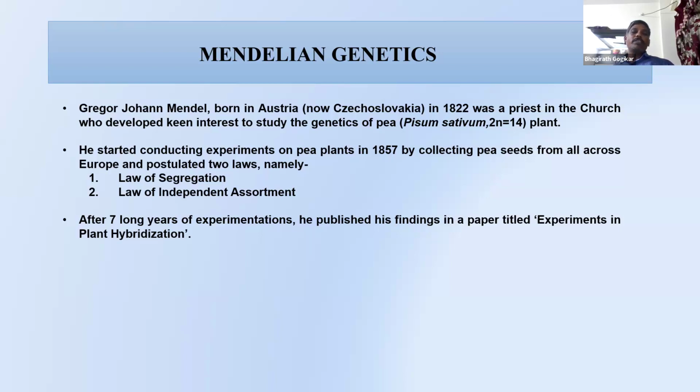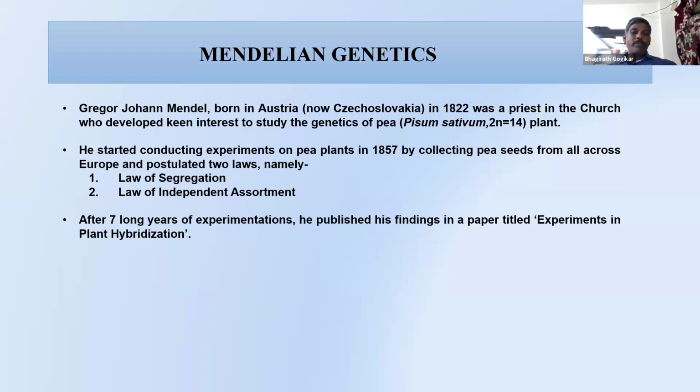After nearly 7 long years of experimentation, he published all the results in a paper titled Experiments in Plant Hybridization. On the basis of the results, he discovered the 2 main important inheritance laws: the law of segregation, based on the monohybrid experiments, and the law of independent assortment, based on the dihybrid experiments. These 2 important laws were discovered. That's why Gregor Johann Mendel is popularized as the father of genetics.